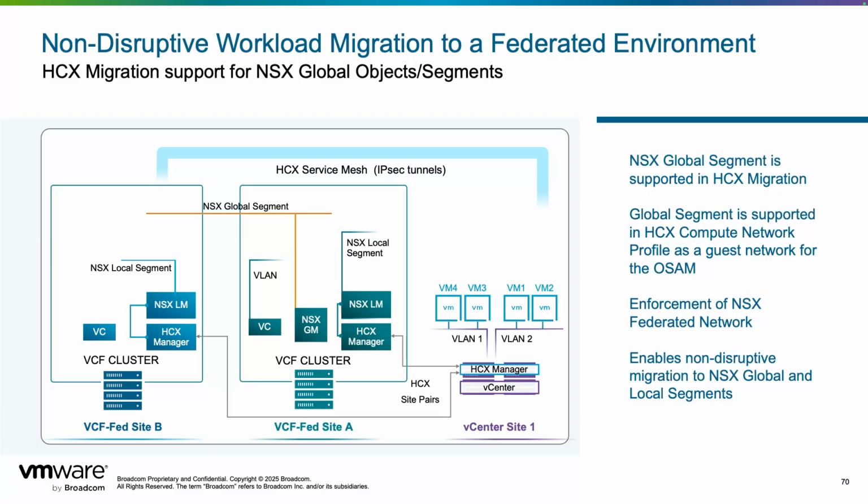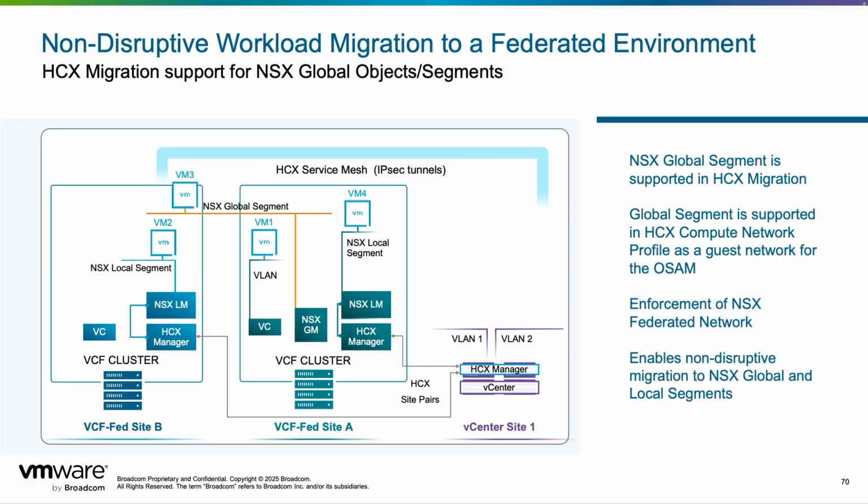So in the examples we see here, firstly, we have a non-disruptive migration from VLAN-backed networks to VLAN. Nothing new here. What is new is the non-disruptive migration to NSX local segments in the NSX local managers. Third option here, of course, is a non-disruptive migration to an NSX global segment. The segment is stretched between both federated sites. And in this last example, being a non-disruptive migration to an NSX local segment in another federated site.